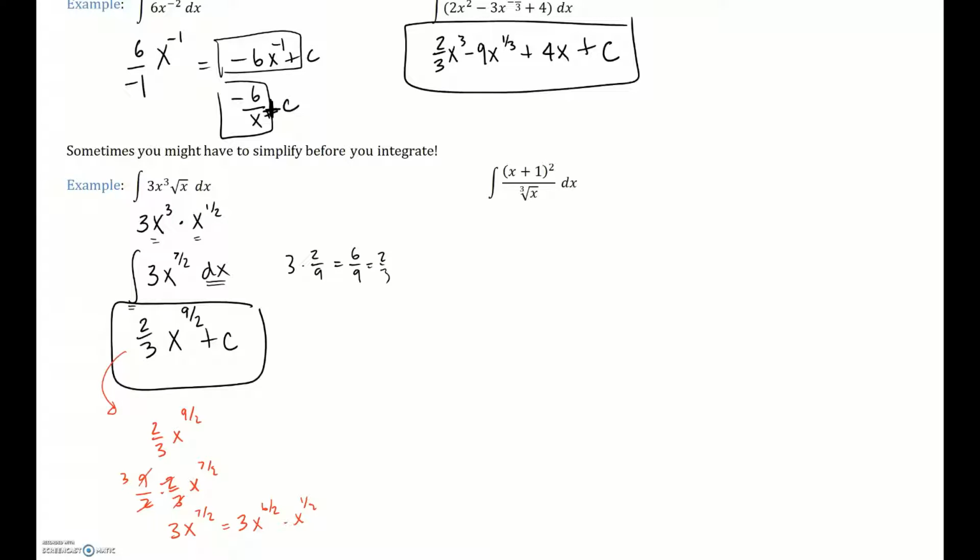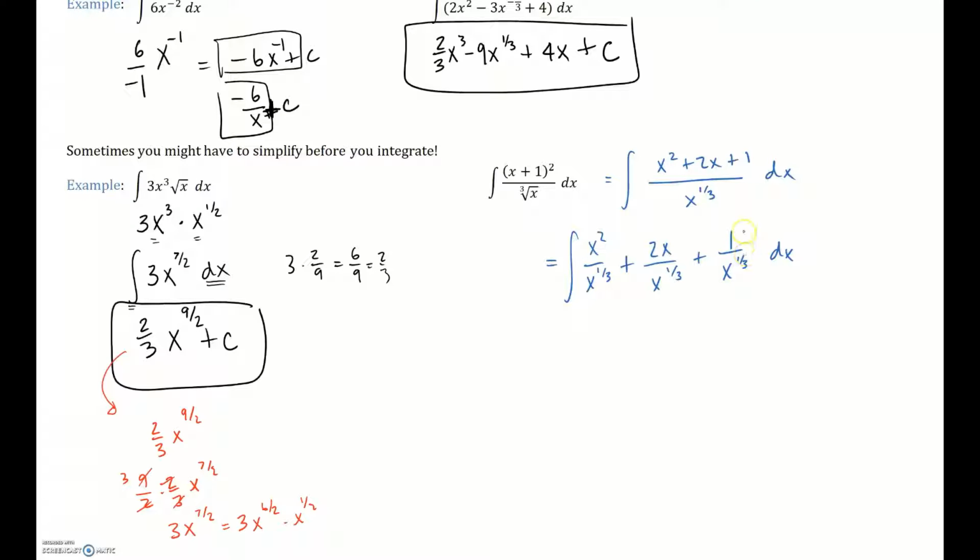All right, last but not least, oh my goodness, what is that? Well, ideas. I could foil the top. X squared plus 2x plus 1. And then I write this as x to the 1/3. Now we can break it apart as 3 little fractions, can't we? We call this x squared over x to the 1/3, since there's only one thing on the bottom here. It's really nice. 2x over x to the 1/3, and 1 over x to the 1/3.